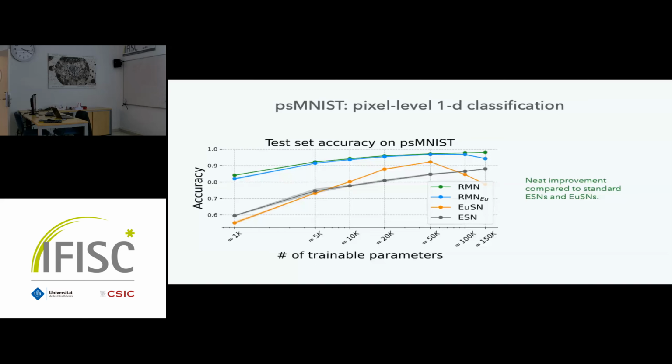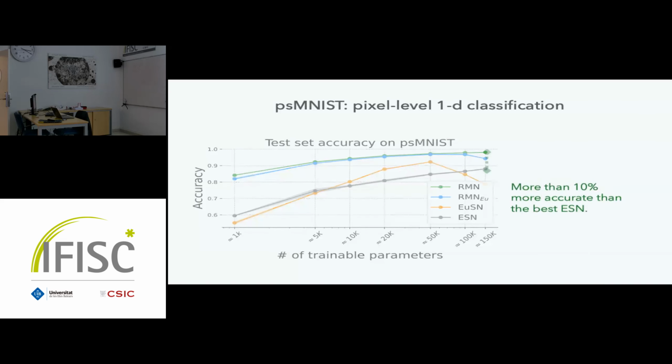The Euler state network is the orange line. There is some decrease in the end, some strange behavior. The reservoir memory network is in green. And when I use the Euler state network as the last layer of the reservoir memory network, it is in blue. So, very big improvement compared to conventional reservoir computing and also compared to Euler state network.